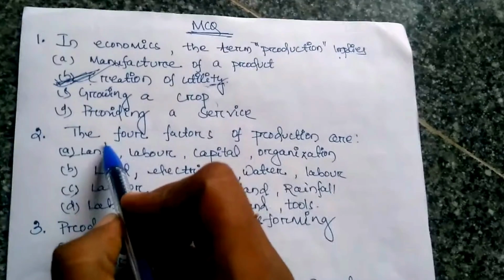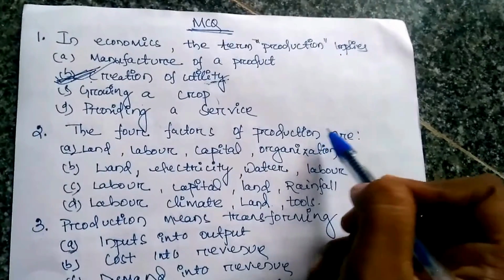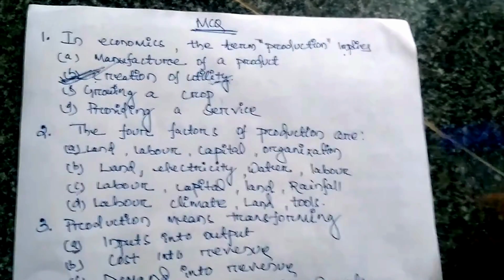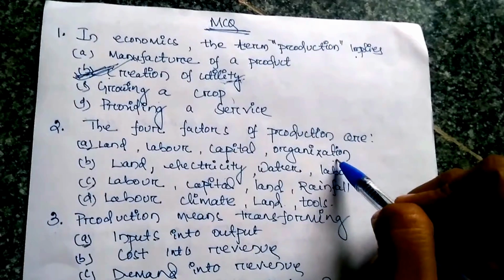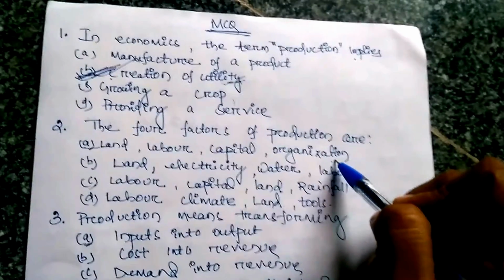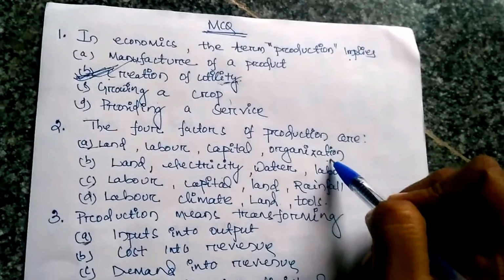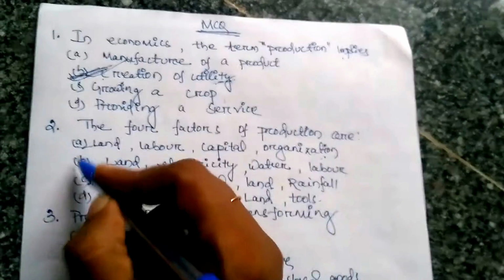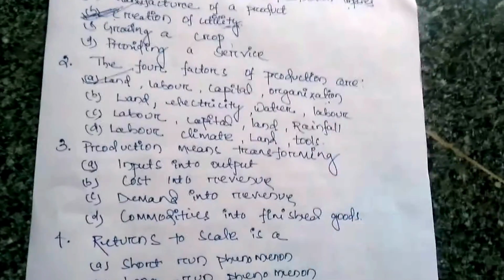Then second, the 4 factors of production are land, labor, capital, organization. And sometimes in organization you will find enterprises. Land, labor, capital, organization or enterprise are the 4 factors of production. So the right answer is option A.